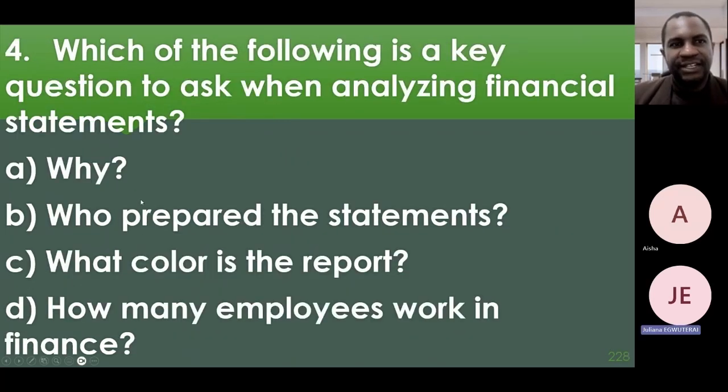All right. Final answer. Which of the following is a key question to ask when analyzing financial statements? A, why? B, who prepared the financial statements? C, what color is the report? D, how many employees work in finance? Which one is what color is the report? C, obviously. This is a walkover. A. Okay, the options are even funny.